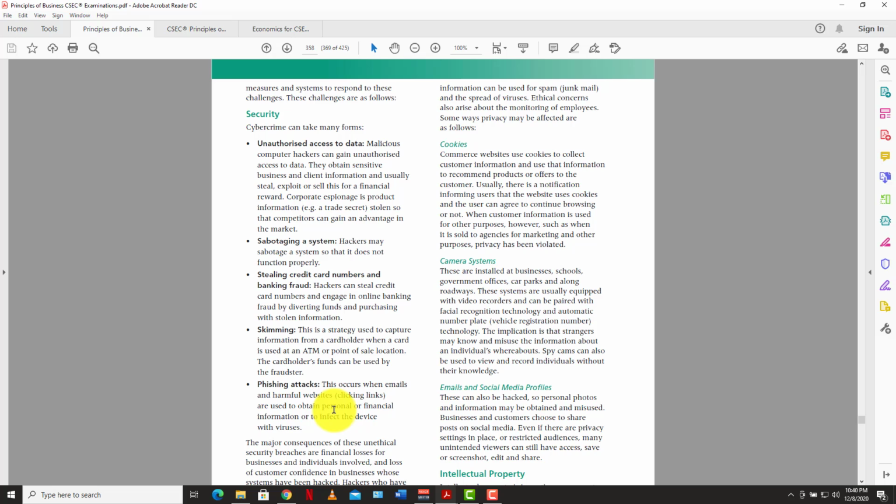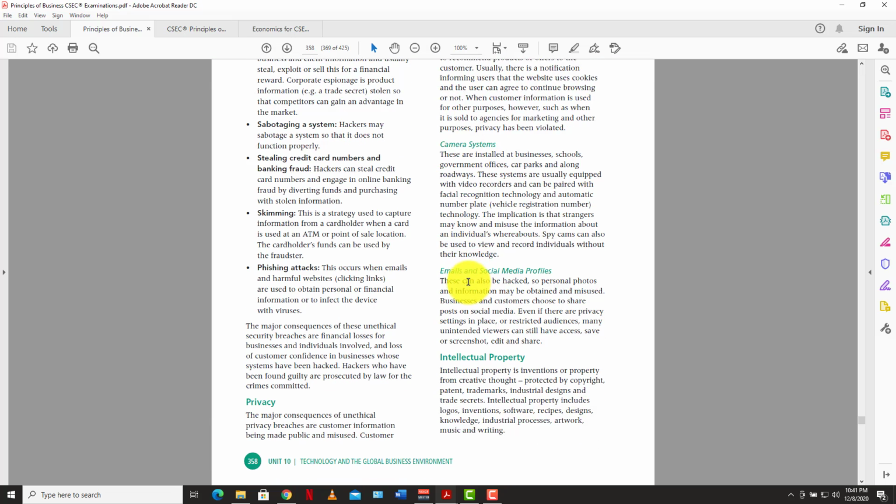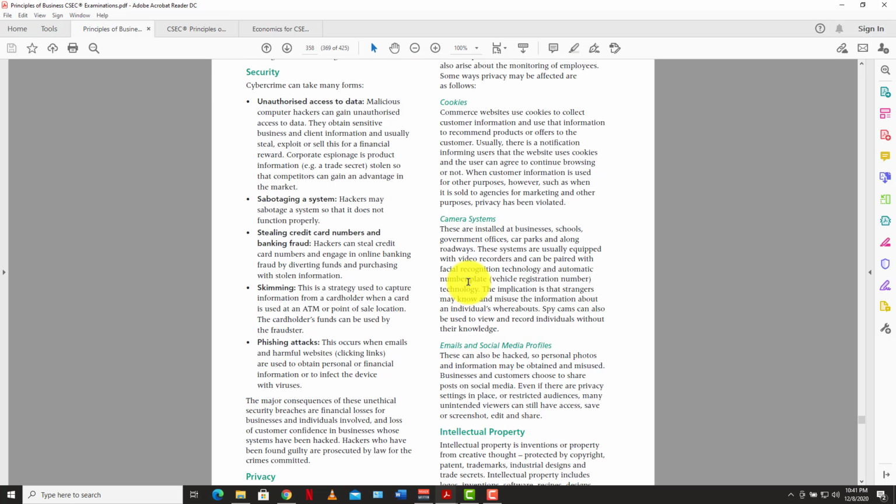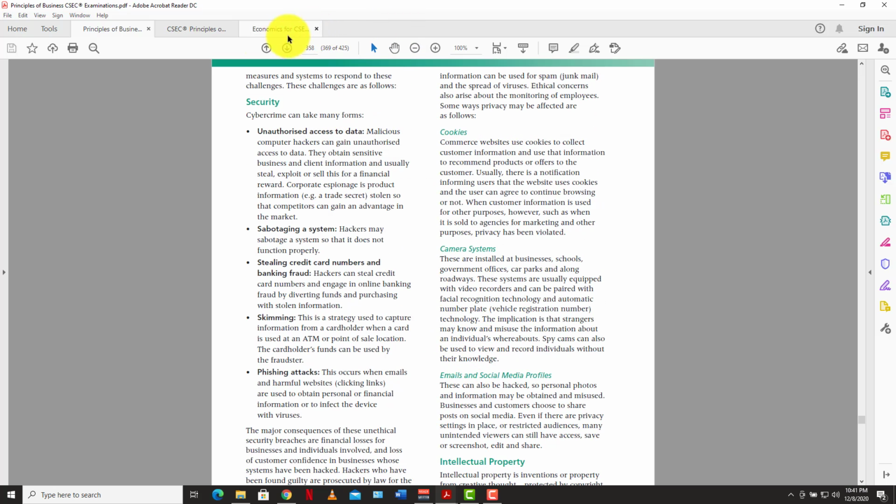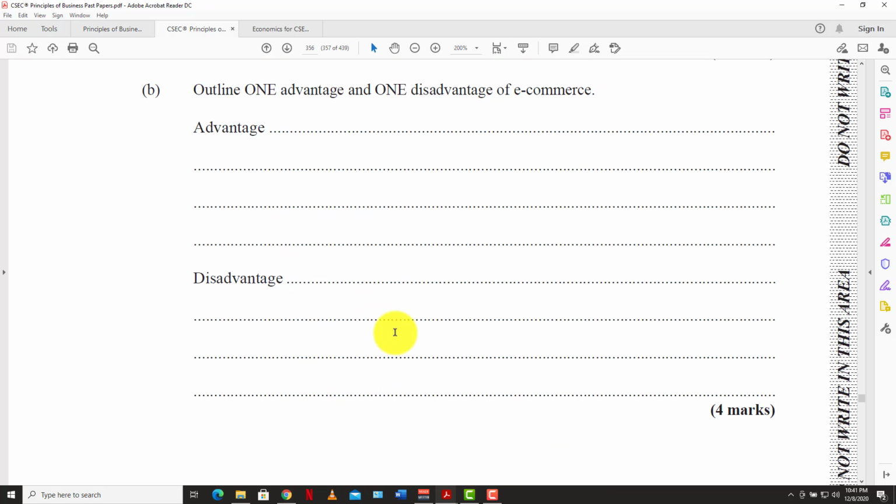Phishing attacks, where they email you because they have gotten your email and try to get you to click something, and then they get your password and that kind of stuff. As I said before, hacking, sabotage in the system. Cookies track your activities online because you may have clicked a like button or something like that. So those are disadvantages that can be garnered when you conduct e-commerce. So I gave you a lot. Simply choose any one and answer the question. That will be 4 easy marks.